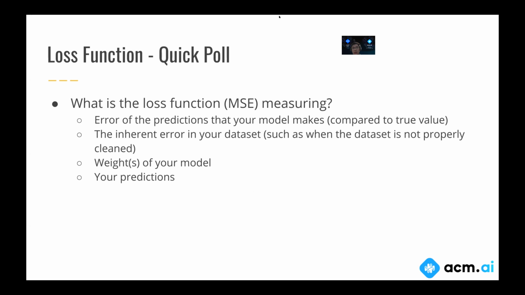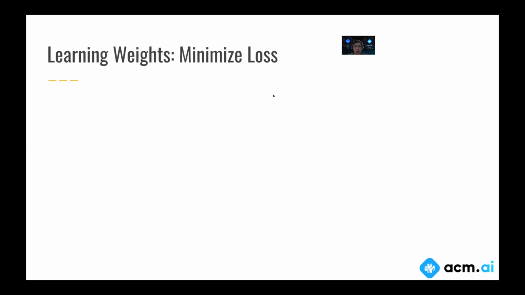All right, so most of you picked the first choice, which is the error of the predictions that your model makes compared to the true value, which is the right answer. So good job. Some of you picked the third choice, which is the weights of your model. That's not entirely accurate because even though the loss function is a function of your weights, it is not measuring what those weights are, it is measuring the error. All right, so let's move on.